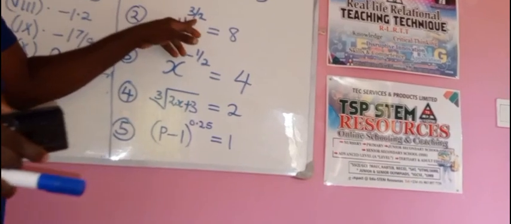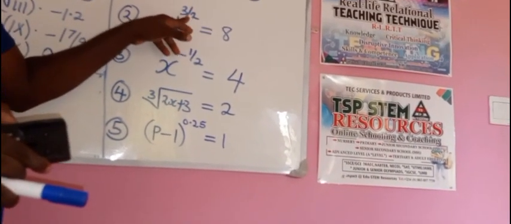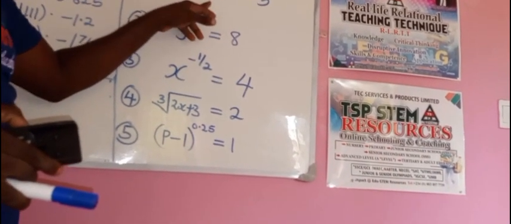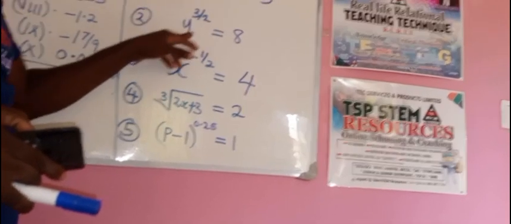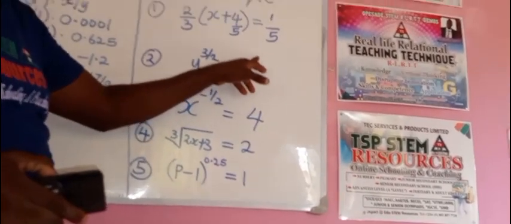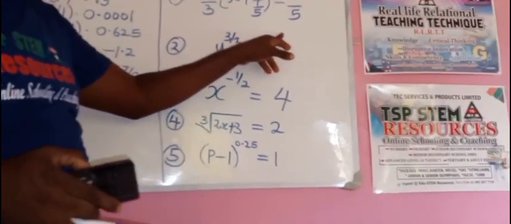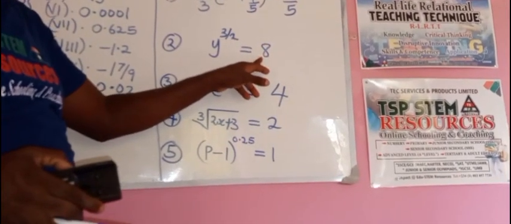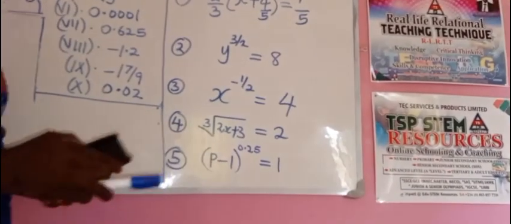You need to remove this. How do you remove this? You find the multiplicative inverse. What is the multiplicative inverse of 3 over 2? 2 over 3. Then this one will disappear to remain y. Then this one also raised to power 2 over 3. 8 is 2 times 2 times 2. That will be 2 raised to power 3. You do that.